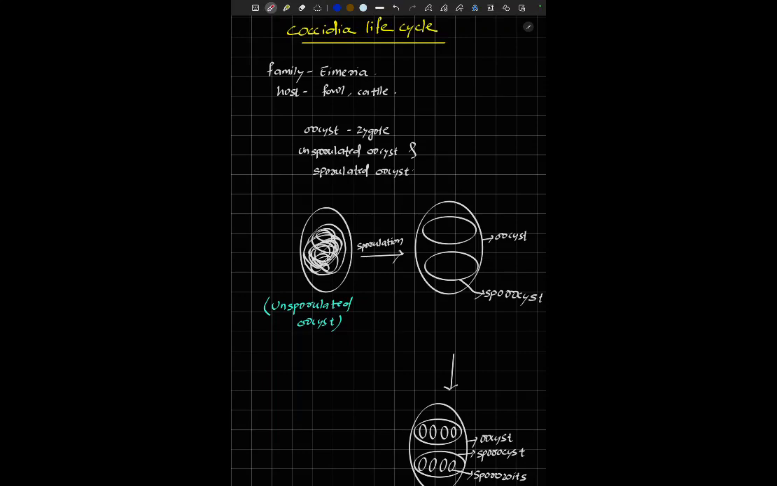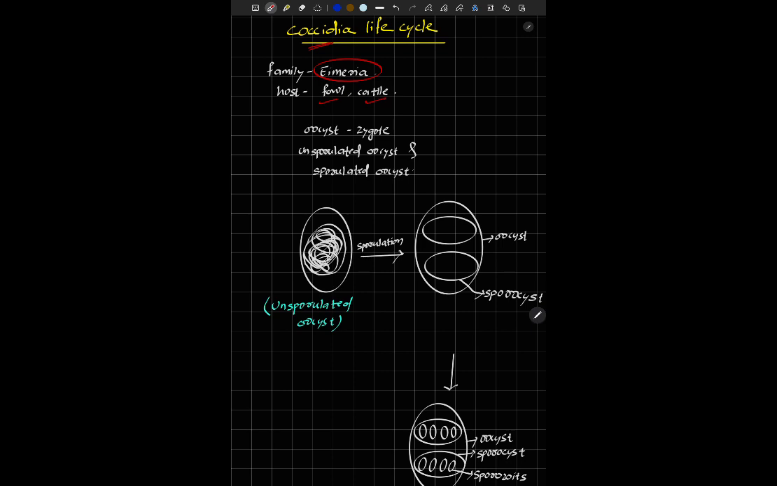Okay, so life cycle of Coccidia. What is Coccidia? Coccidia is a protozoa that belongs to the family Eimeria. The host of these protozoa may be fowl, and it can be cattle also.